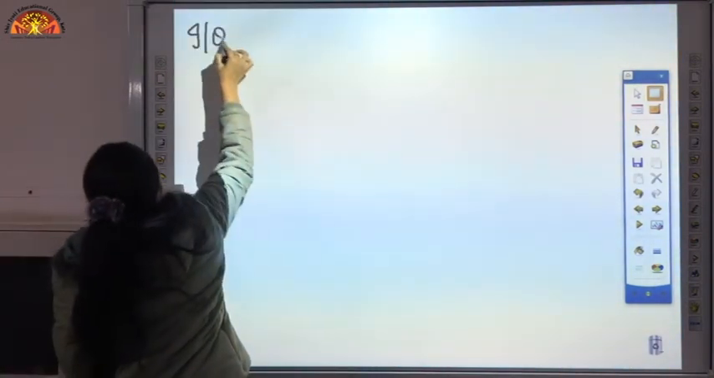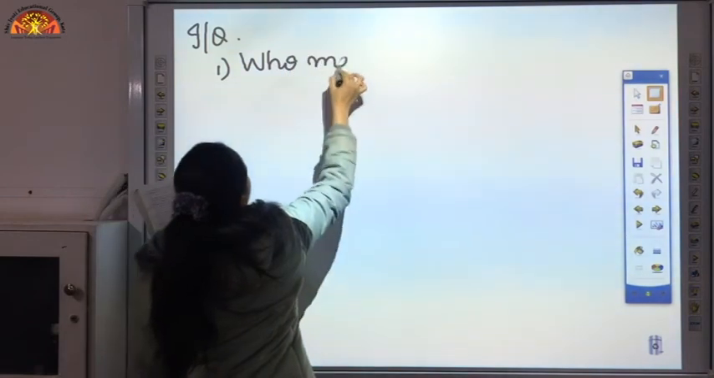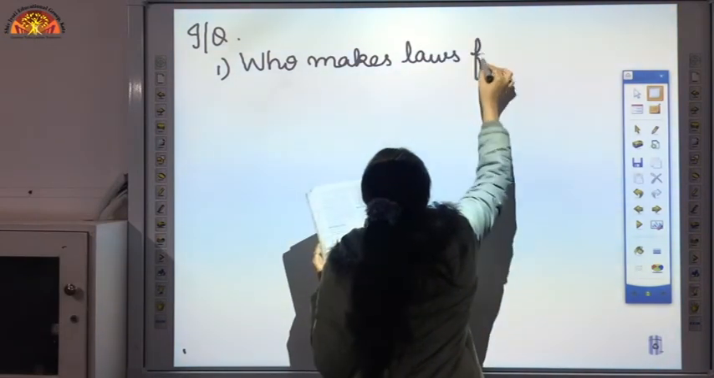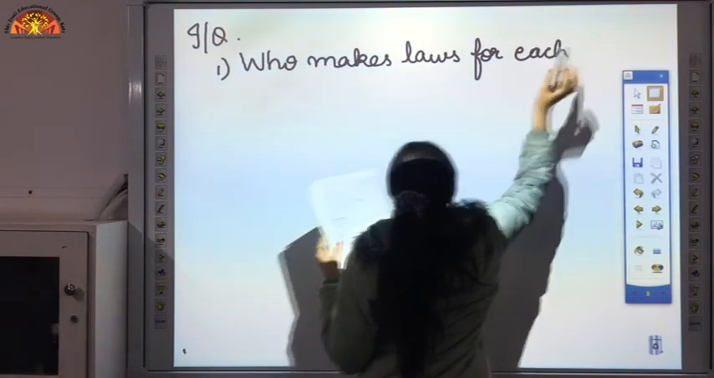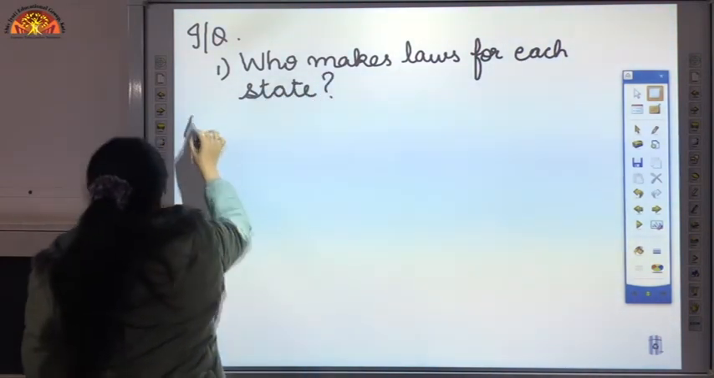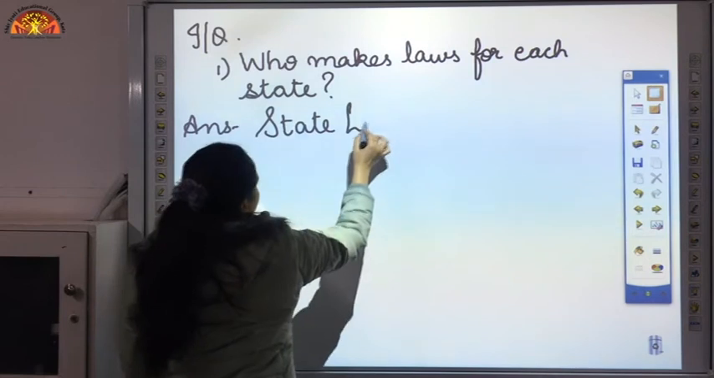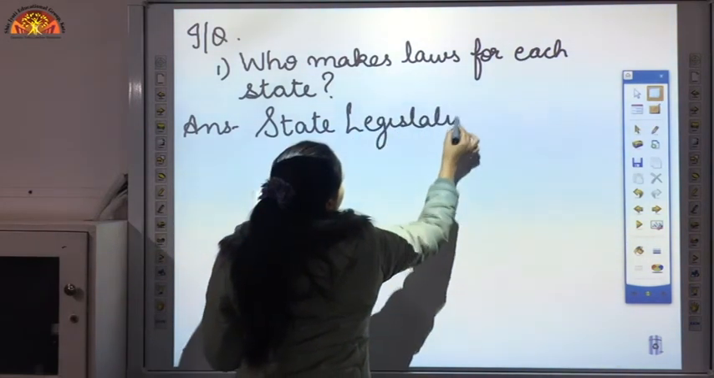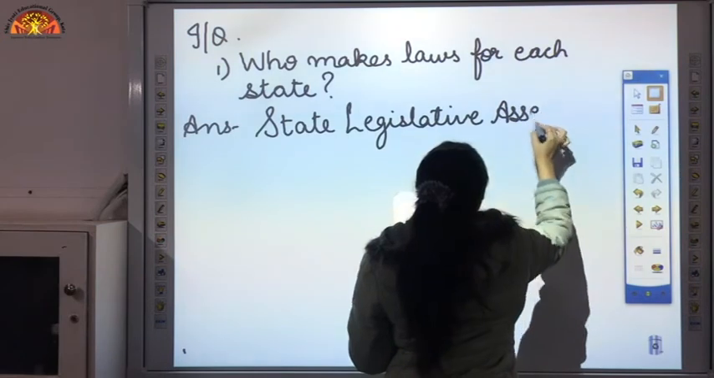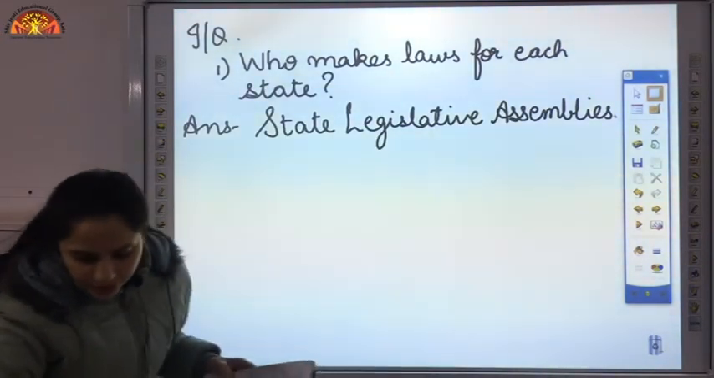Internal question number 1: Who makes laws for each state? The answer is state legislative assemblies. Okay, so here you have your first internal question.